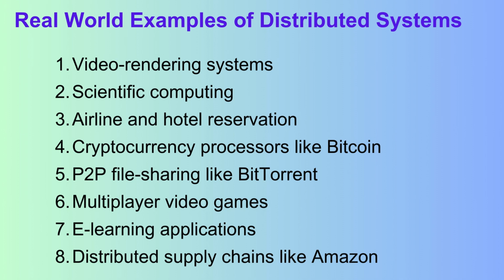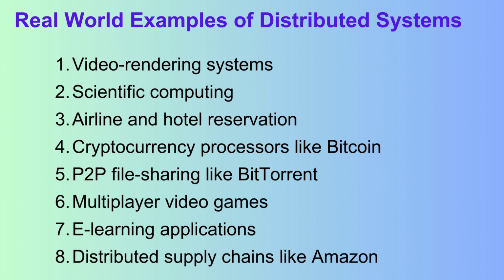In cryptocurrencies like Bitcoin, transactions are verified and recorded on a decentralized network of computers called nodes. Each node stores a copy of the blockchain and works together to ensure the integrity and security of the system without the need for a central authority.